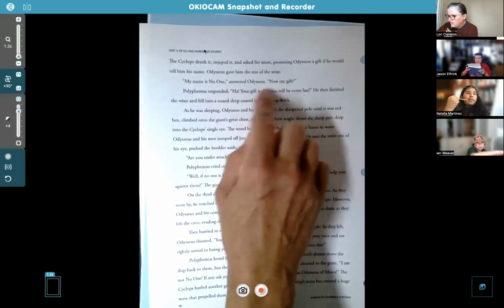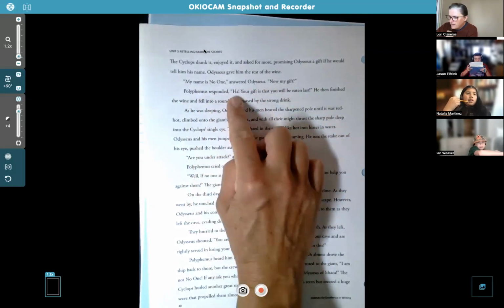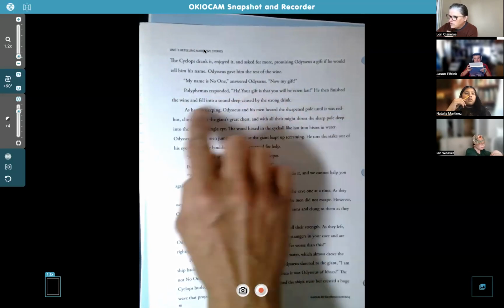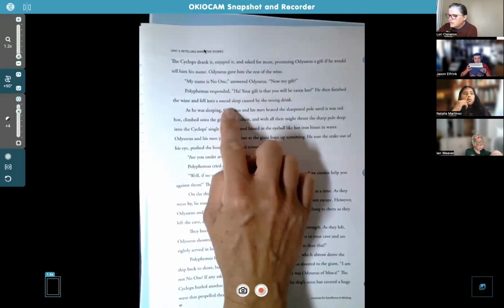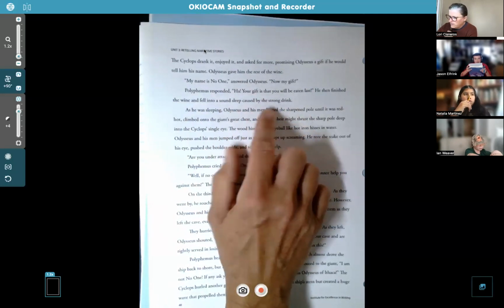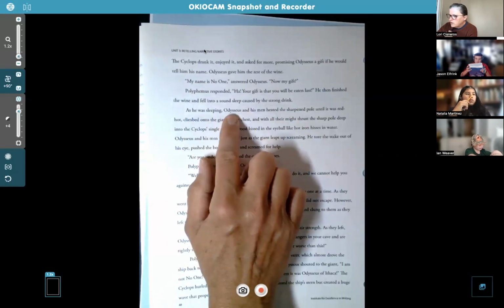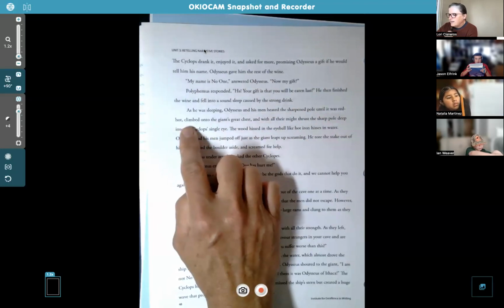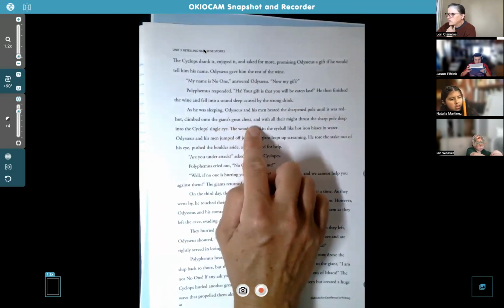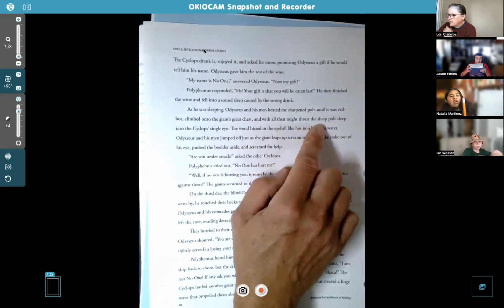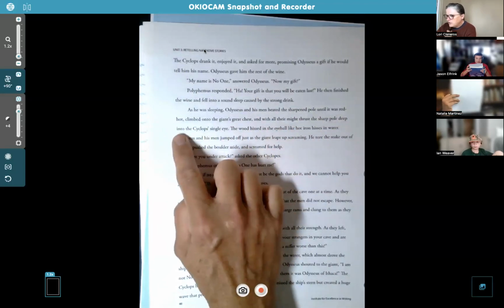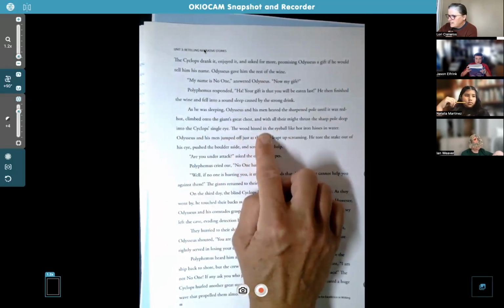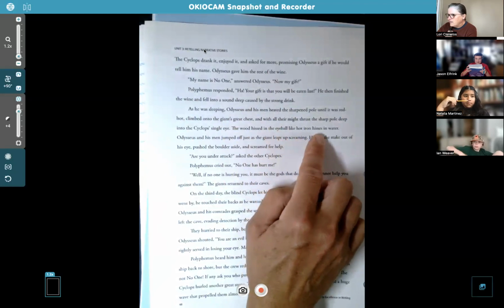"Now my gift?" Polyphemus responded. "Ha! Your gift is that you will be eaten last." He then finished the wine and fell into a sound sleep caused by the strong drink. As he was sleeping, Odysseus and his men heated the sharpened pole until it was red hot, climbing onto the giant's great chest, and with all their might thrust the sharp pole deep into the Cyclops' single eye. The wood hissed in the eyeball, like hot iron hisses in water.